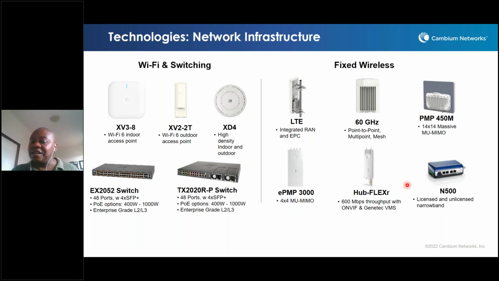Then lastly, we have what we call the cnReach, which is a narrowband platform. You can configure it in point-to-point or point-to-multi-point, and you co-locate it with a sensor, and this box takes the information from your sensor and relays it back to a central point where you might be taking some corrective action or analyzing that information that you're getting. So in a snapshot, that's the portfolio, the technology as it stands today.